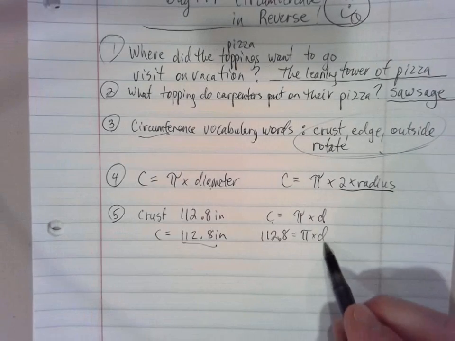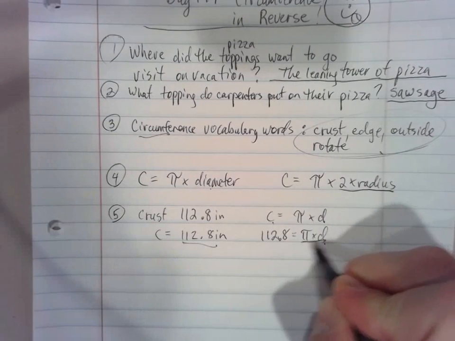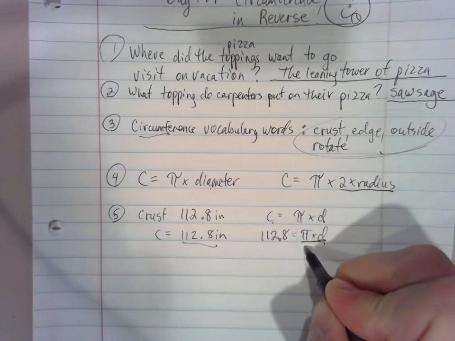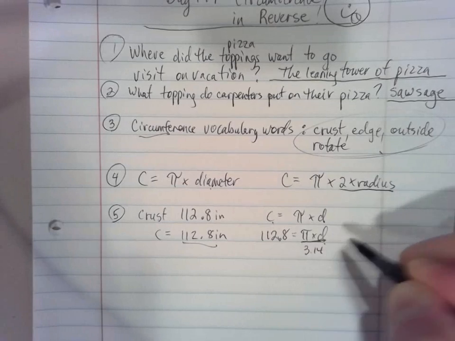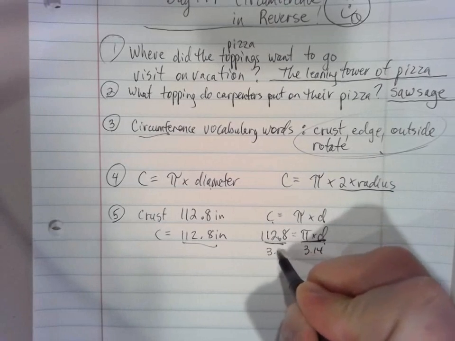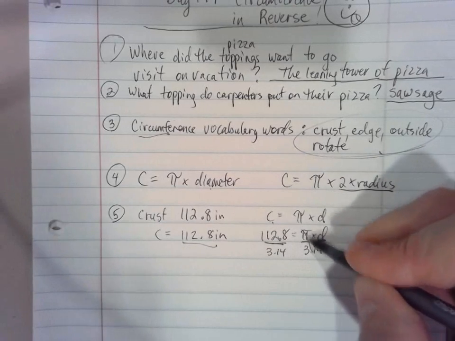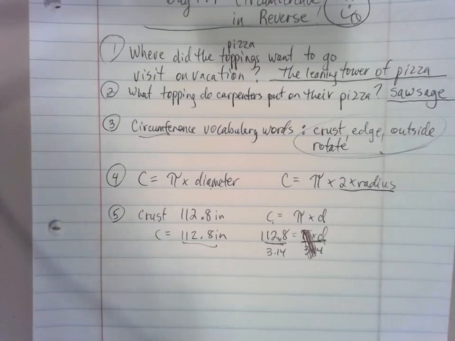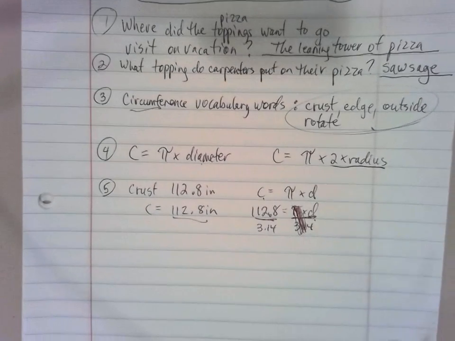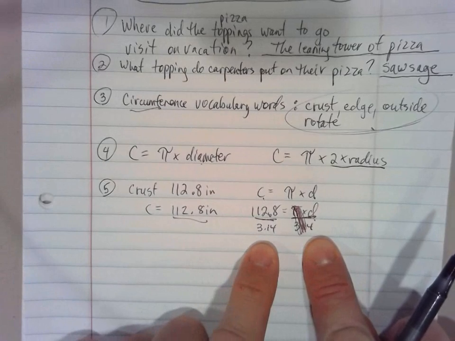To figure out what the diameter is, you have to divide by pi. And what number do we know pi is? We're going to divide by 3.14. So you divide by 3.14 on this side, and those will cancel out. We haven't done much with equations lately, but whatever you do on one side of the equation, you have to do on the other.